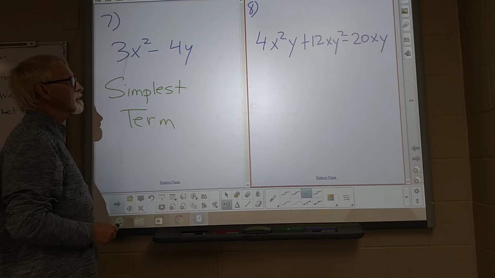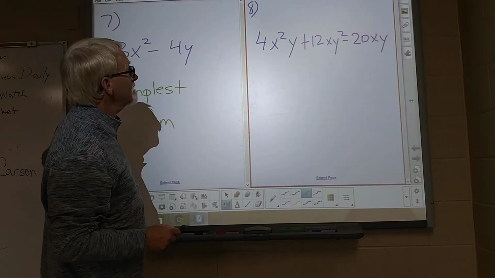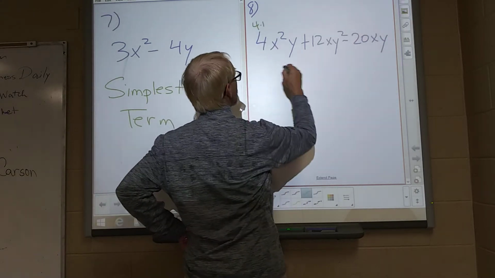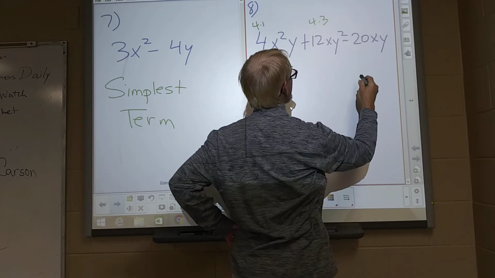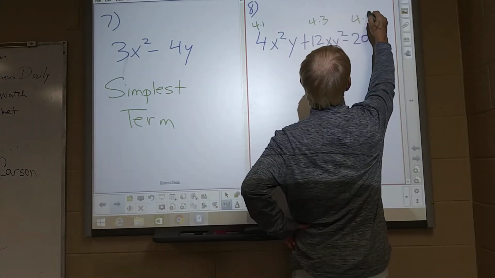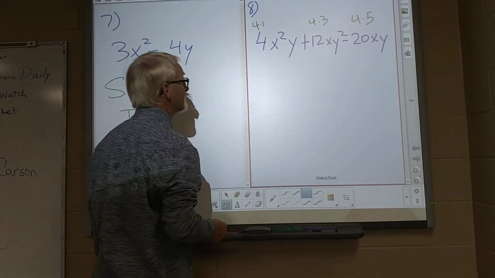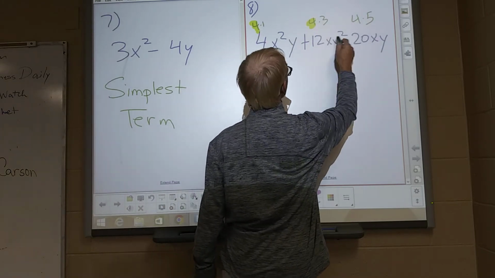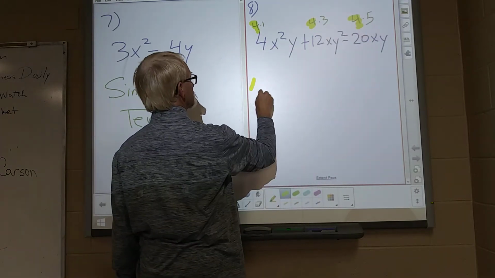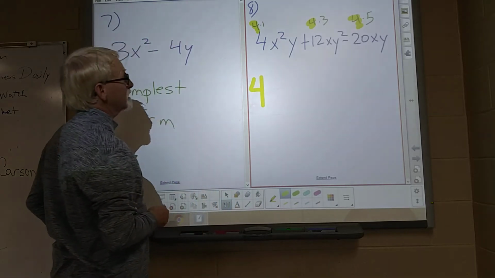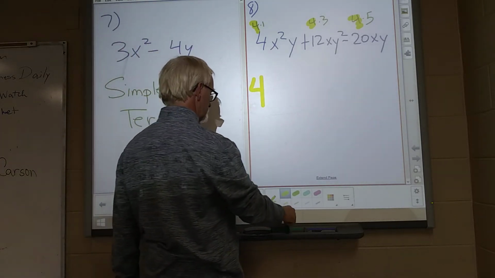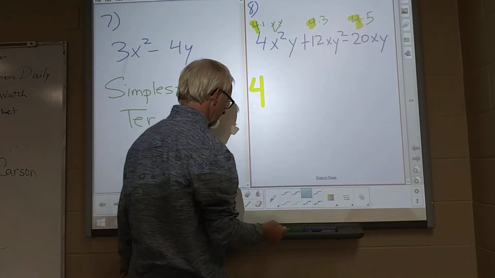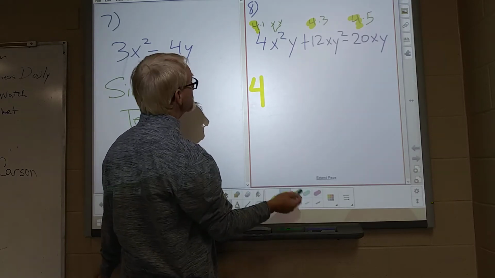Let's look at number 8. We have 4x squared y. So in our numbers, we have 4 times 1, and 4 times 3, and 4 times 5. So we can scratch out and take out those 4s right there. 4, 4, and 4. And we'll put that down as your outside factor. Now looks like we have an x squared there. Remember that's x times x, right? So we're going to factor out one of those x's from each term. It has to be in every term.